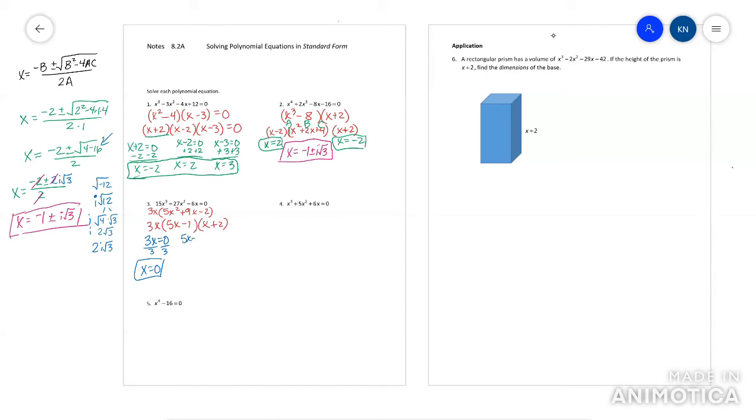This one, the 5x minus 1 equals 0. Add 1. Divide by 5. x equals 1/5. And then this one's easy. It's just x equals -2. So those would be my three answers.